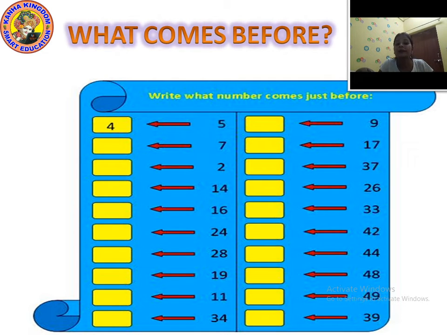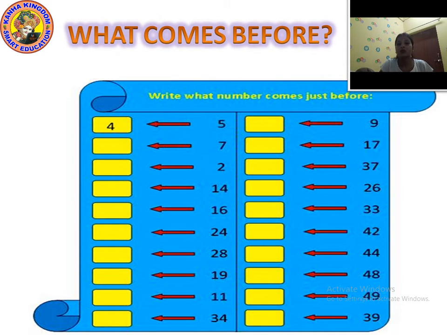Now the next number is 2. Let's find out what comes before 2. Let's start counting. 1, 2. So what comes just before 2? 1. So we will write here number 1.